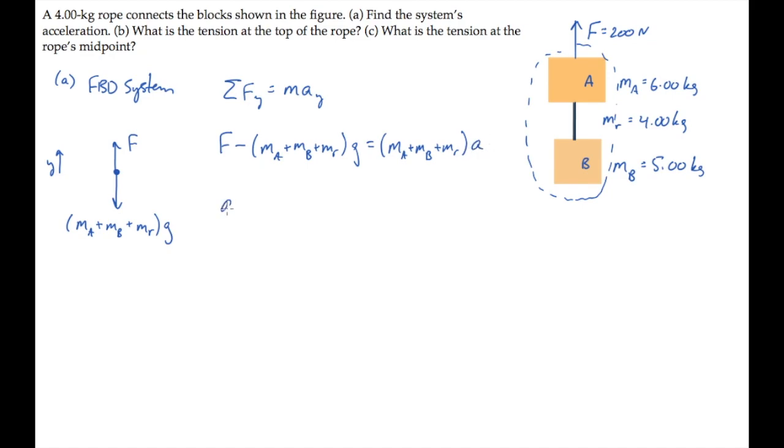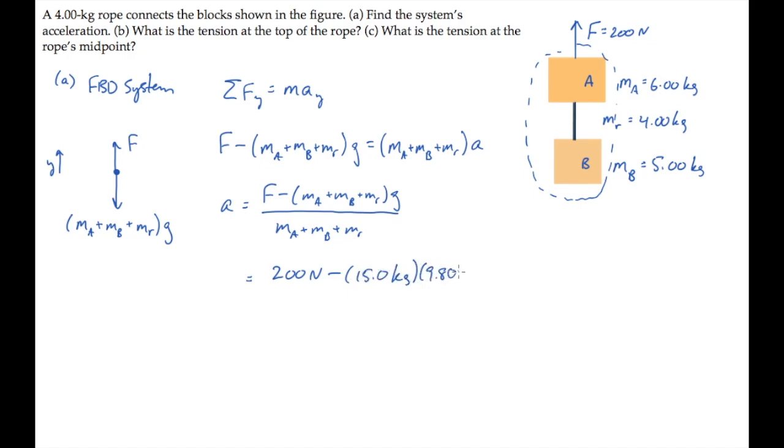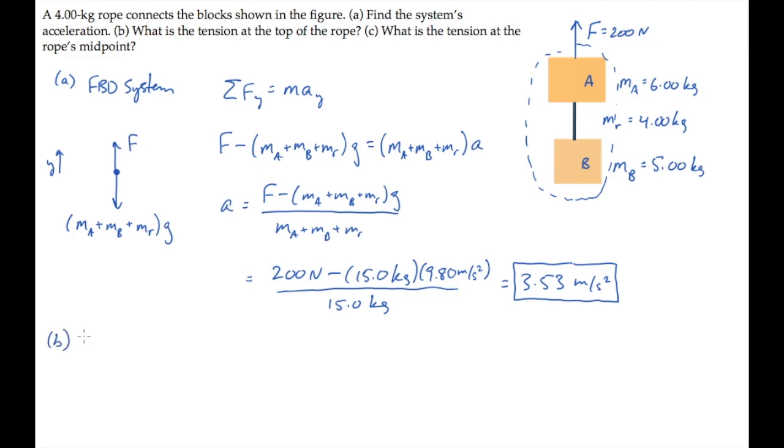Solve this for the acceleration A, and substitute all the known values. The sum of the masses, mA plus mB plus the mass of the rope, is 15 kilograms. And when you calculate, this equals 3.53 meters per second squared. That's the acceleration of the whole system.